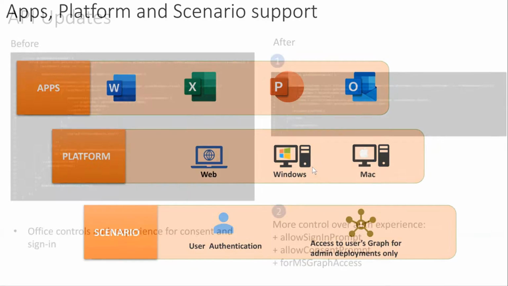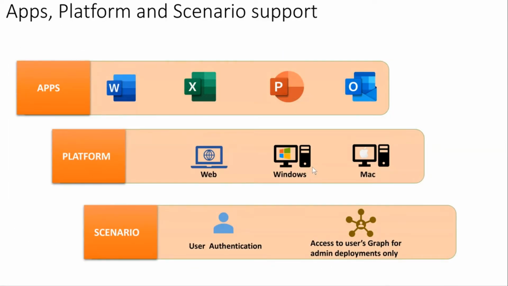In terms of the support level, we'll be supporting SSO, and this is only for the purpose of the current release. We'll support SSO on Word, Excel, PowerPoint, Outlook, on web, Windows, and Mac. But more importantly, the scenarios that we'll be covering is going to be user authentication across the board. When it comes to access to Graph, we'll only support it for admin deployments for the purpose of this release, and we'll incrementally keep on adding more and more support later on.